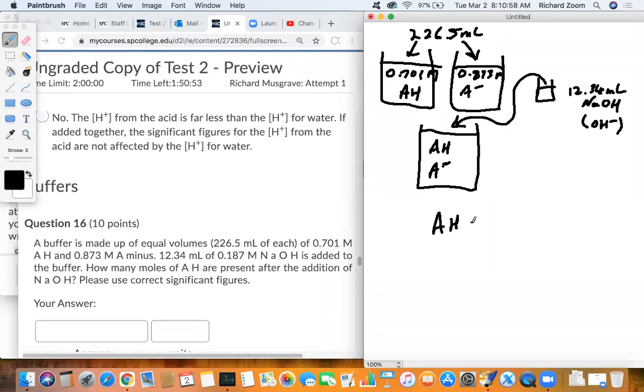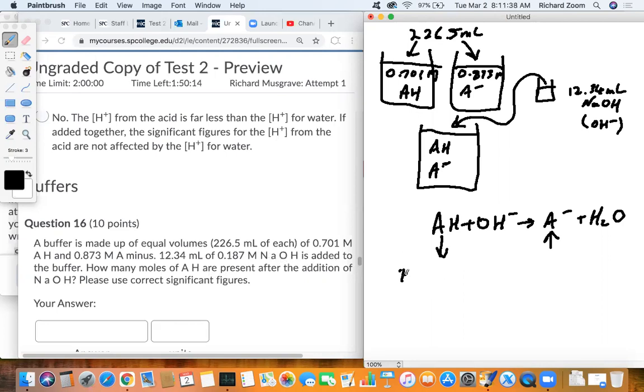So the AH will react with the OH minus, or at least some of it will, to form A minus and H2O. The net effect of that is that the AH is going to go down and the A minus is going to go up. Because we've already got a whole bunch of AH and A minus in there, and all we're doing is creating more of it by reacting it with OH minus. So what we're interested in here is how many moles of AH are present. So the AH is going to go down. How much is it going to go down by? Well, it's going to go down by the amount of OH minus that we add.